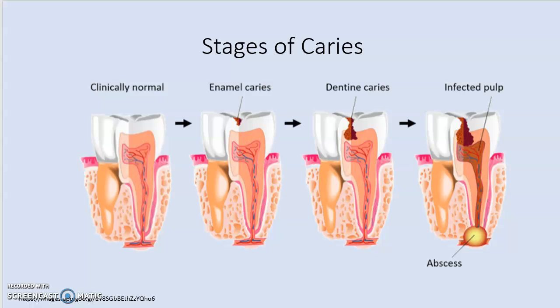The third image depicts decay as it breaks through the enamel and spreads into the less calcified structure of the tooth called the dentin. Once decay has passed through the enamel, it spreads very quickly through the dentin.